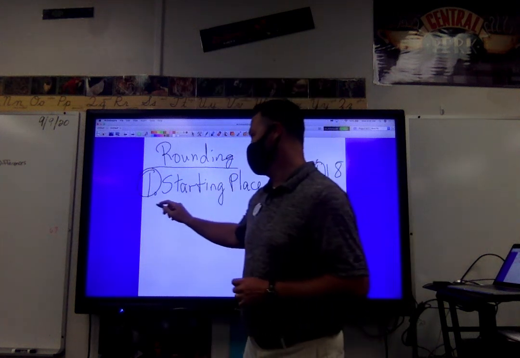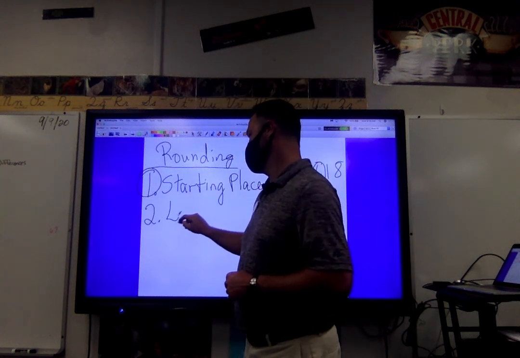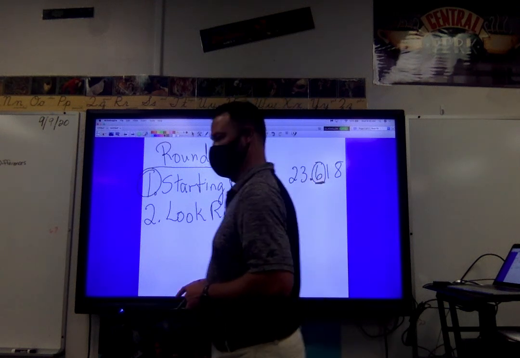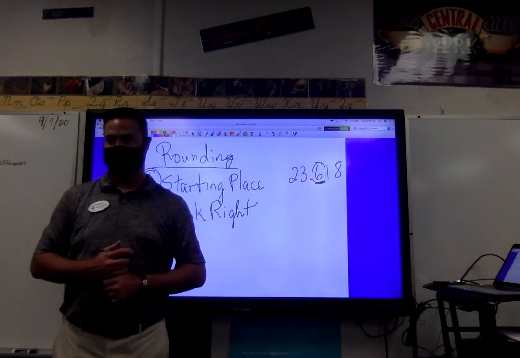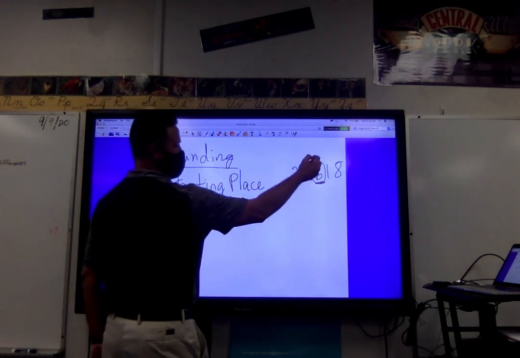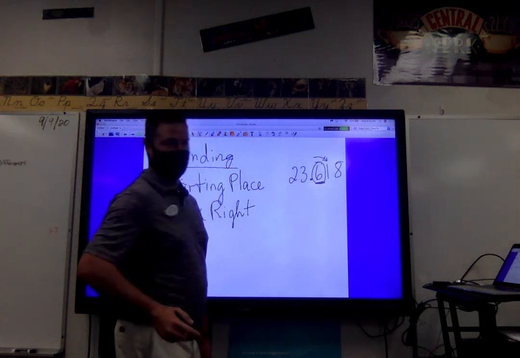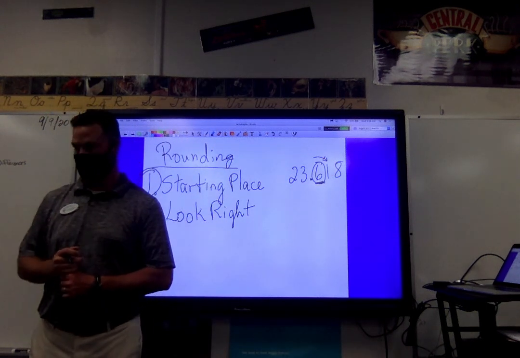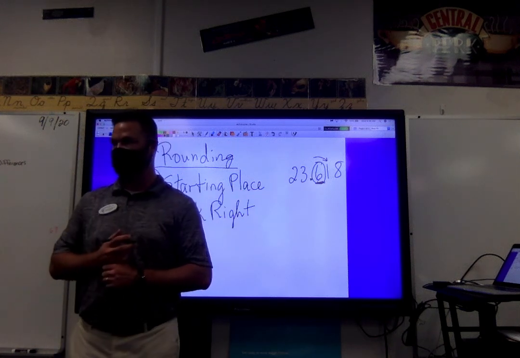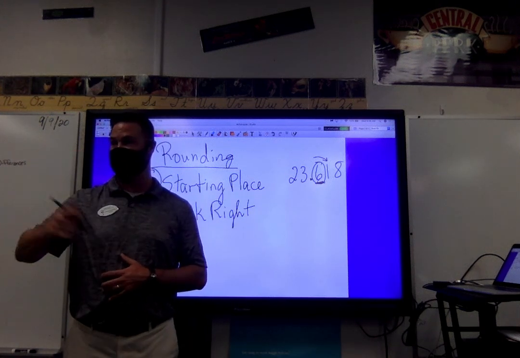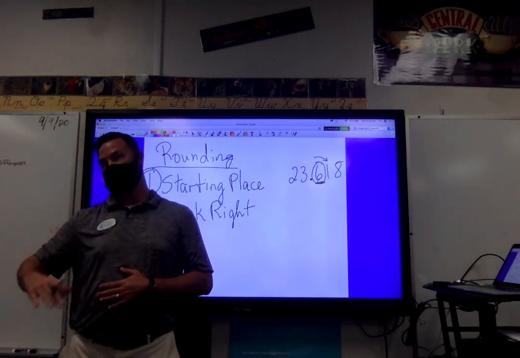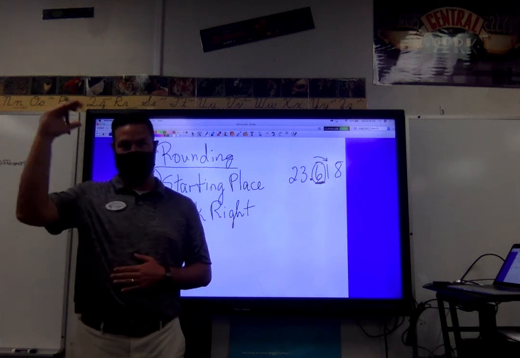We'll get into that. Step number 2 is look right. I've circled the 6. Now I want to look right. You can do it your way, but I like putting a little arrow, which means look to the right. Look at that number. And this number is what determines what happens to that 6. It will either tell you the 6 stays the same or the 6 goes to a 7. It will never drop down. It'll either stay the same or go to the 7.